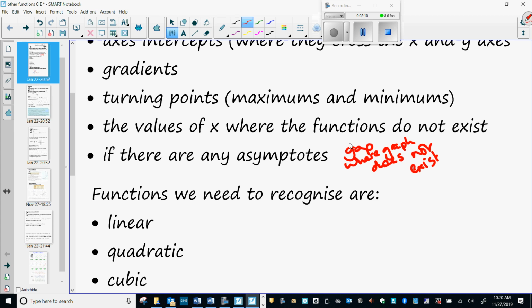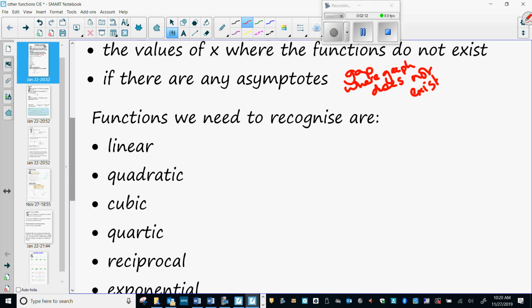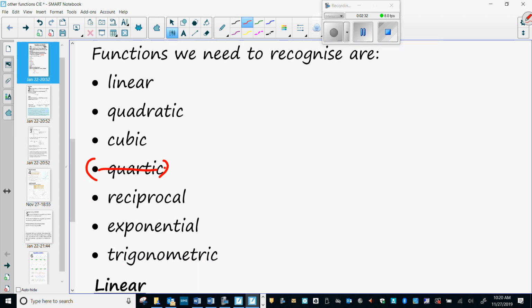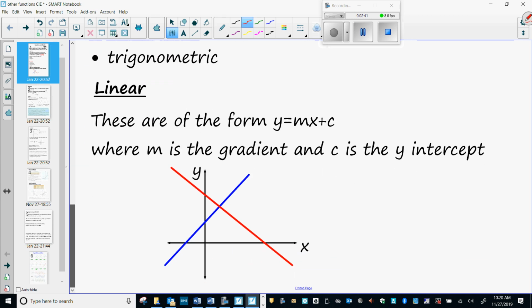Functions we need to recognise. So linear. Okay, we obviously know they're y equals mx plus b. Quadratic, we know that they have the highest power of x squared. Cubic are where the highest power of x is 3. Quartic, actually, I don't think we do these, so let's ditch that. Reciprocal graphs. It's where you've got something over x. Exponential graphs is where they have exponents, and trig graphs. Okay? So we're going to have a flying visit through these kinds of graphs.